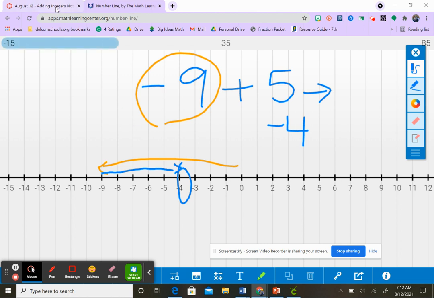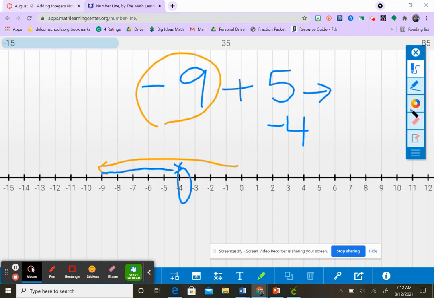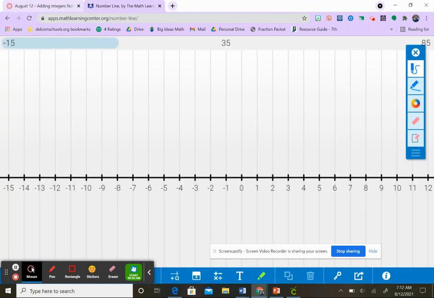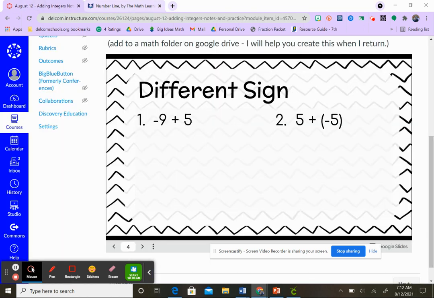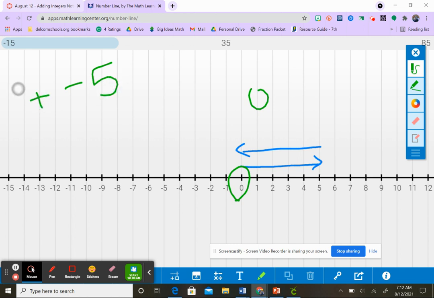Okay, one more. 5 plus -5. Starting at 0, I'm going to go over 5, and I'm going to go back 5. So I land right here. That's 0. So 5 plus -5, they have different signs, so I subtract them, and 5 minus 5 is 0.